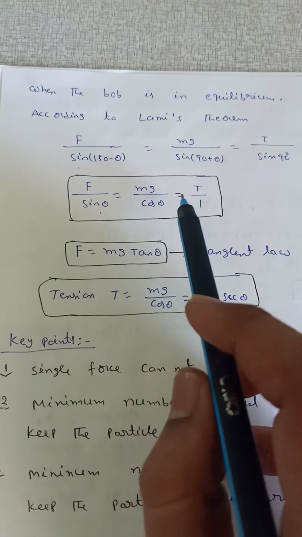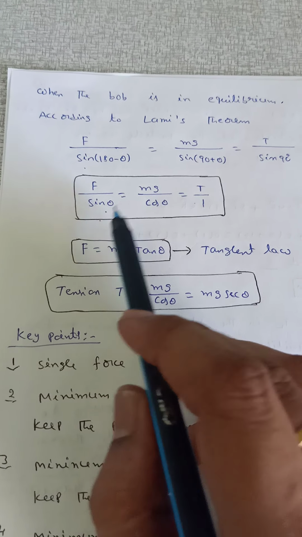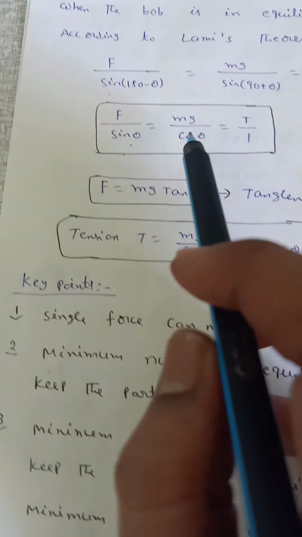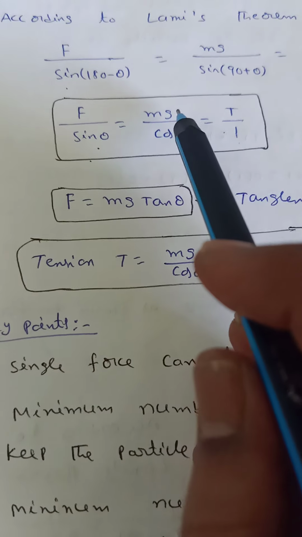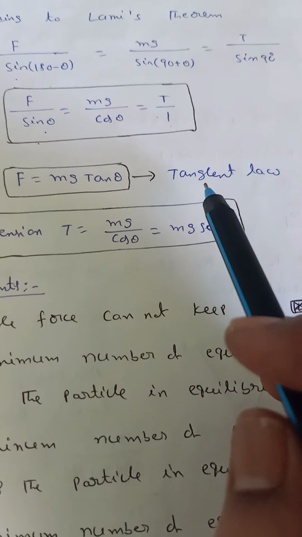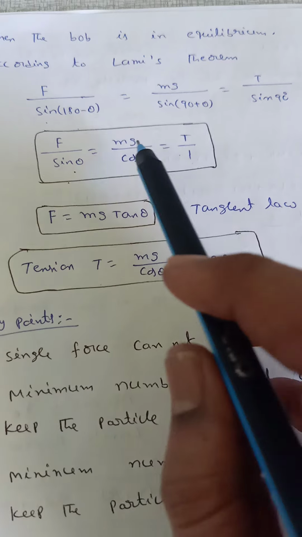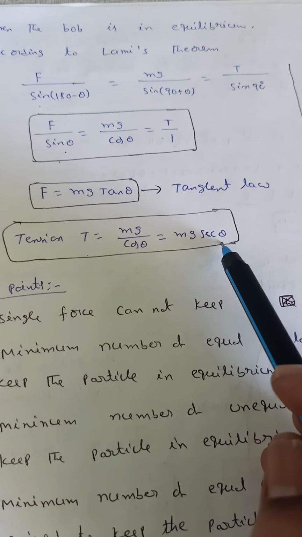That means these are equal. F by sin theta is equal to T by 1, and F by sin theta is equal to mg by cos theta. So F is equal to mg sin theta by cos theta, that is mg tan theta. This is the tangent law or tangent rule. And the tension in the string T is equal to mg by cos theta, that means mg secant theta.